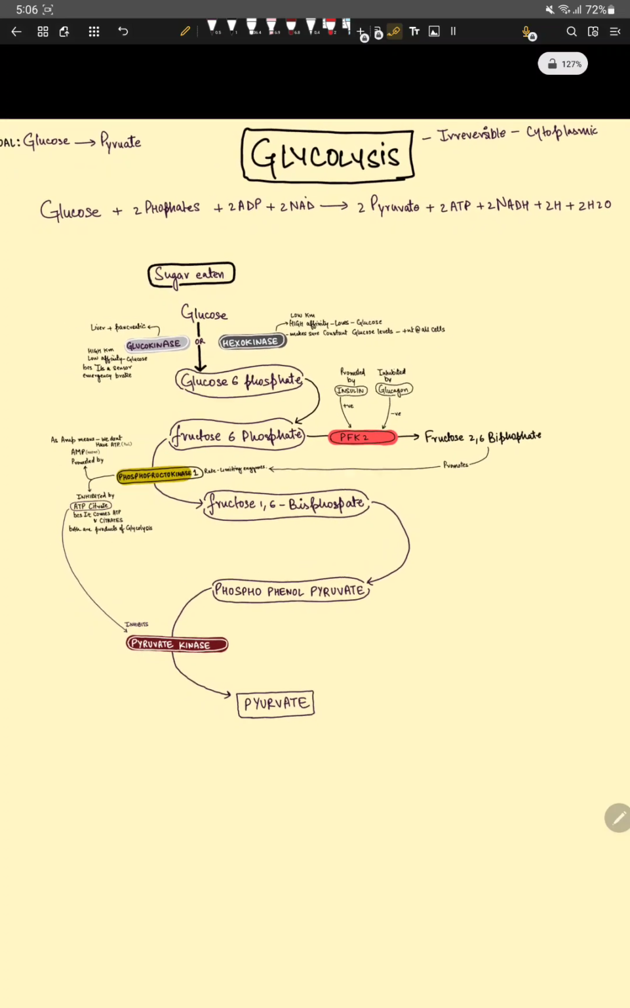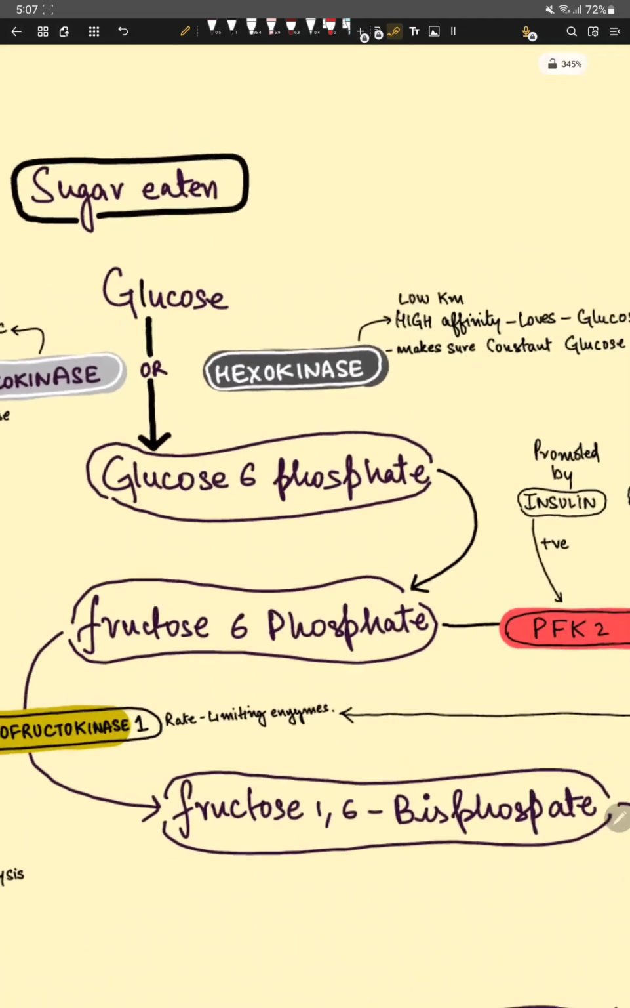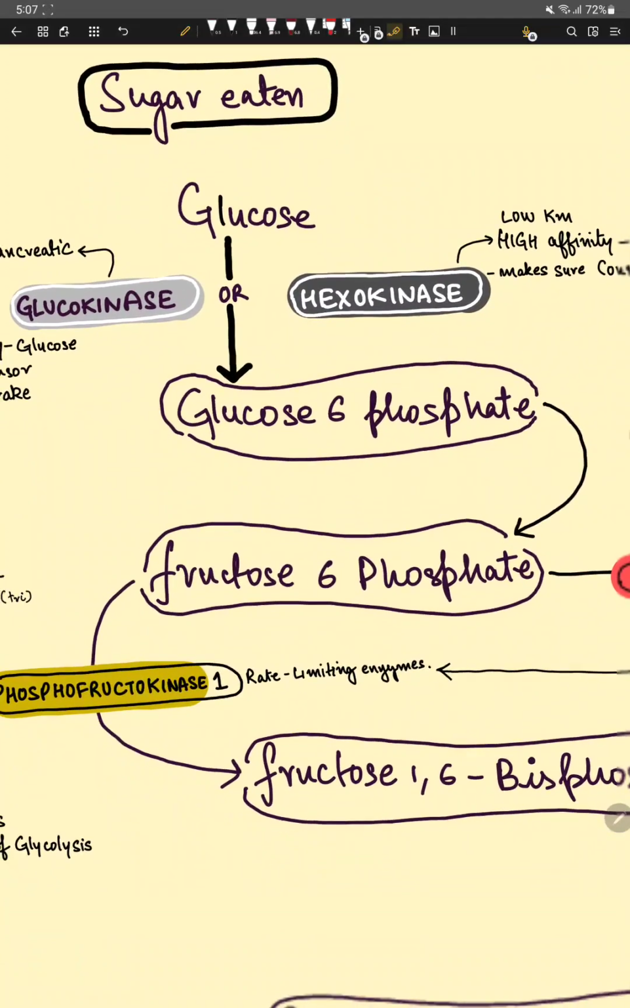So in short, glucose is added with 2 phosphates plus 2 ADP plus 2 NAD, which gives us 2 molecules of pyruvate, 2 molecules of ATP, 2 molecules of NADH, 2 hydrogen and 2 water. So that's the whole story. What happens is that when we eat sugar, the glucose gets converted into glucose 6 phosphate.